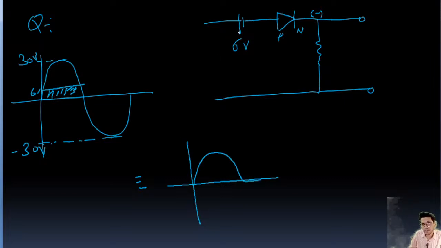And for the negative half cycle, this will be open circuited, right? And then current 0 means the output is going to be 0. So this will be the output, and this height is going to be 6 clipped, right? So 24 volt. This is the answer.